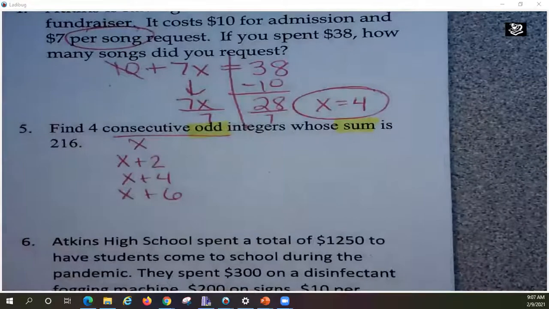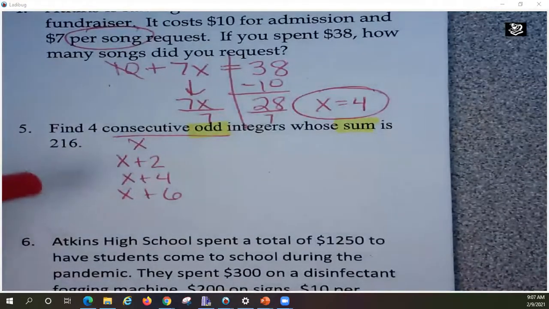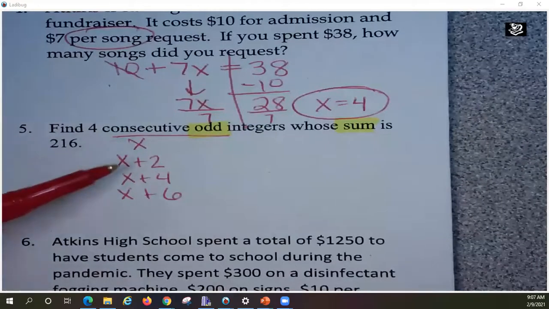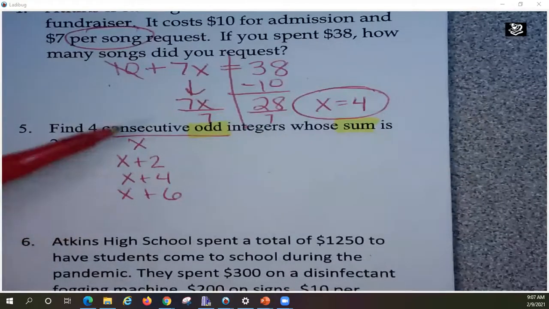Very good, Cameron. I put this if it says odd or what? Even. You do odd and even the same way. So this is X plus 2, X plus 4, and X plus 6. Why did I write down 4 of them? Because it says 4, right? 4 consecutive odd ones, okay?